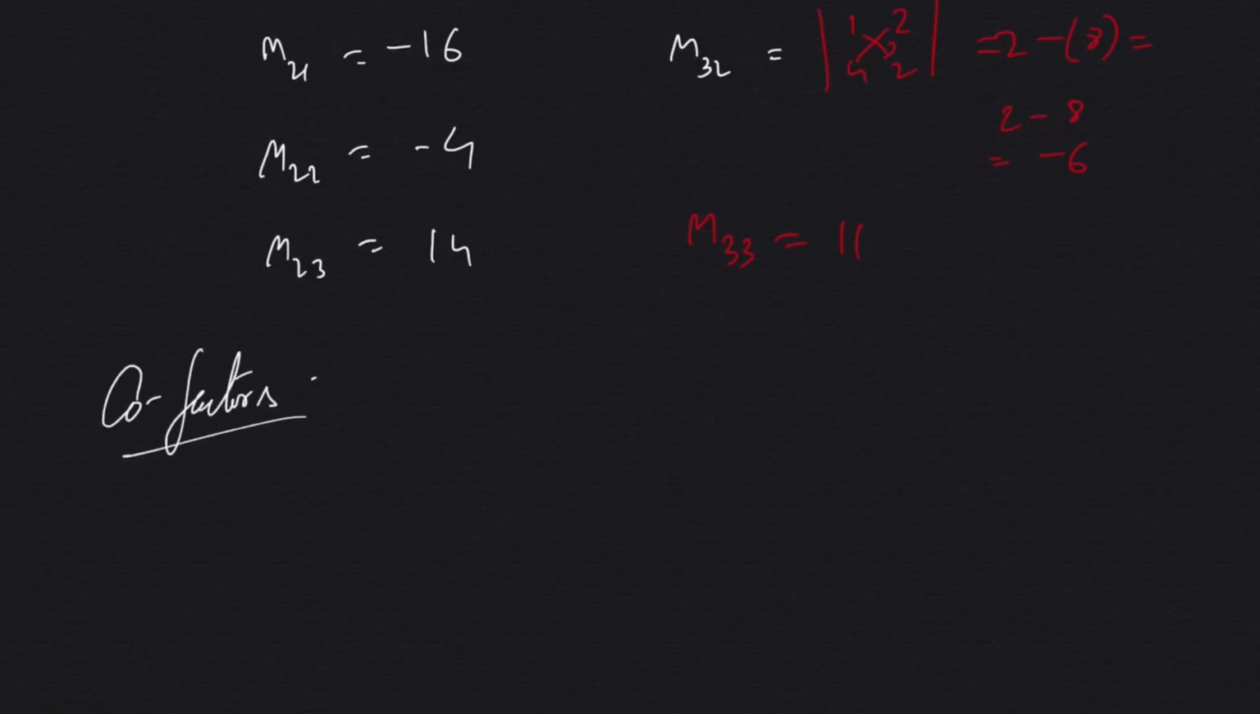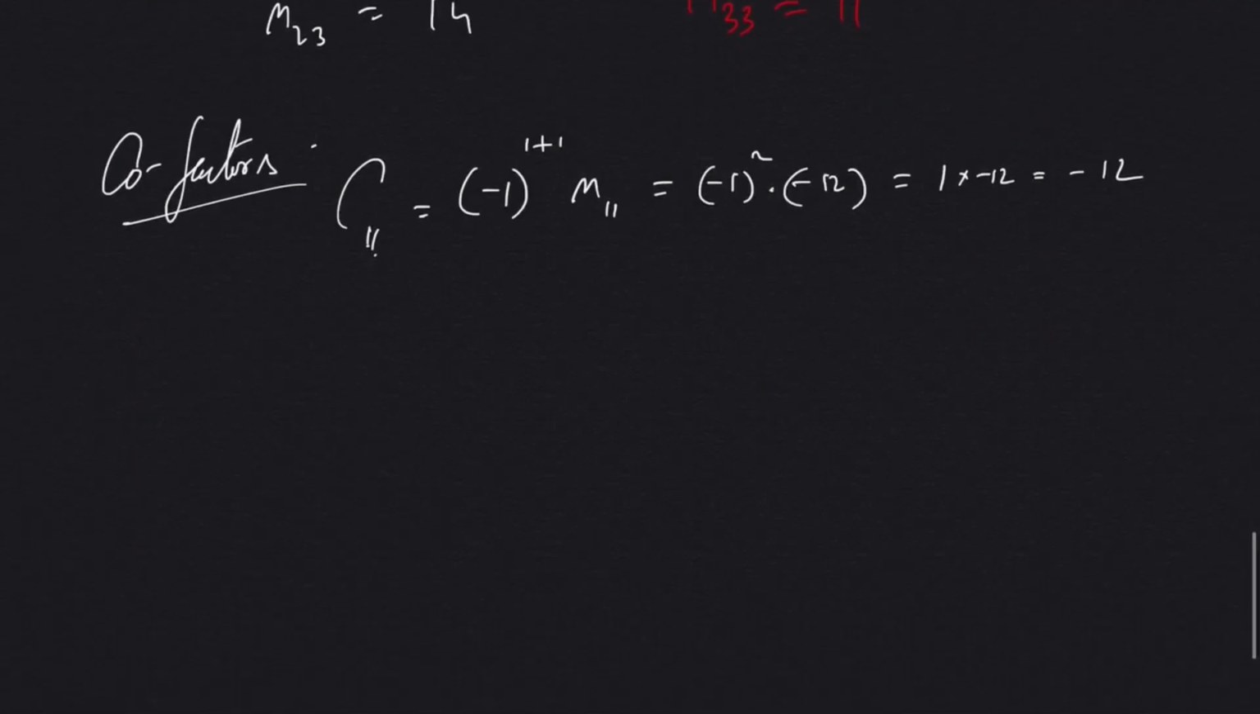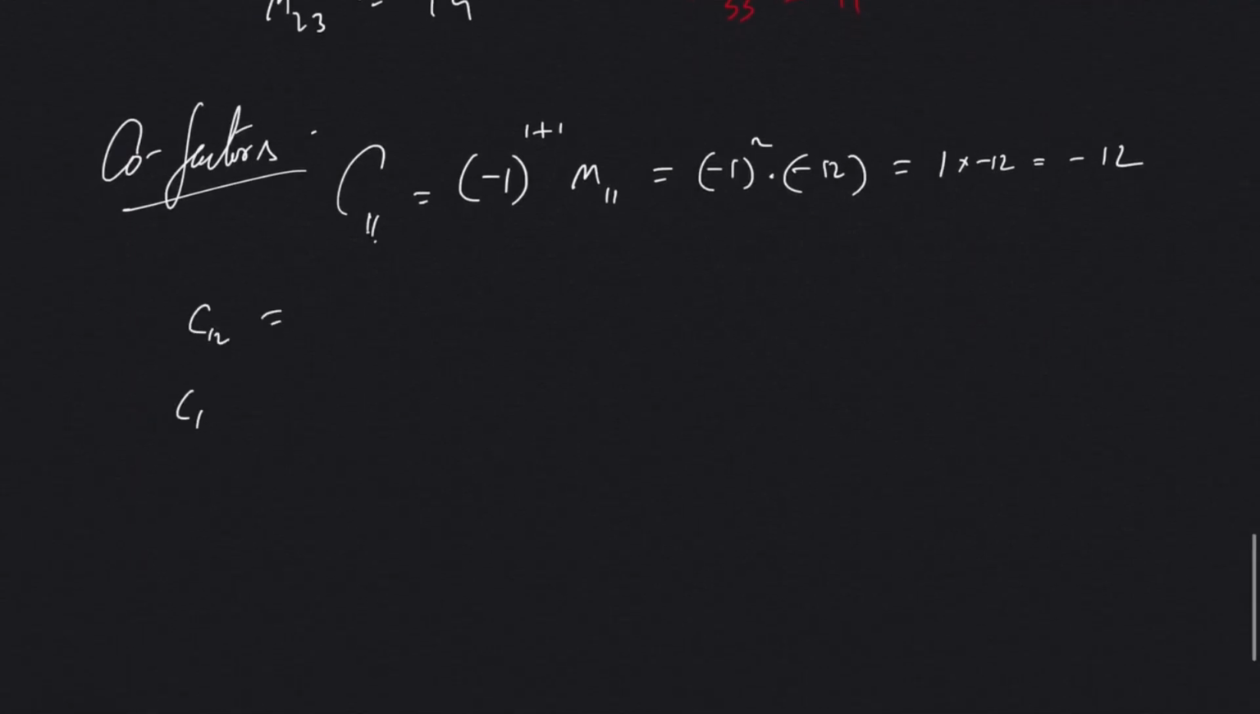So now the cofactors will be simply C11, that is minus 1 whole power 1 plus 1, ith row, ith column, first row, first column, M11. So that will be minus 1 squared. M11 we have calculated minus 12. So minus 1 squared is 1 into minus 12, so the value will be minus 12, no change.